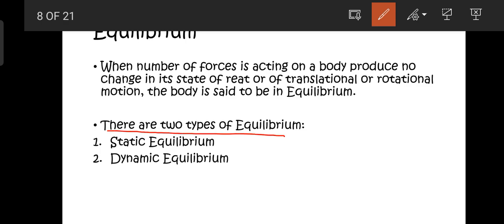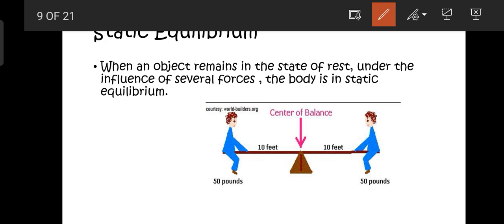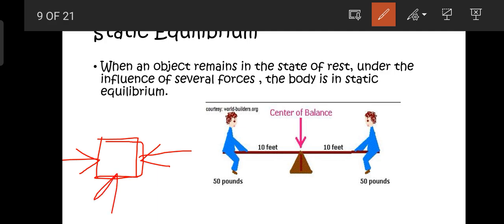There are two types of equilibrium: static equilibrium and dynamic equilibrium. Now let's see static equilibrium. When an object remains in a state of rest under the influence of several forces, the body is called in static equilibrium. I have told you, if this is the object at rest, and you put a force from here, here, here, and here, will that object move at equal force?